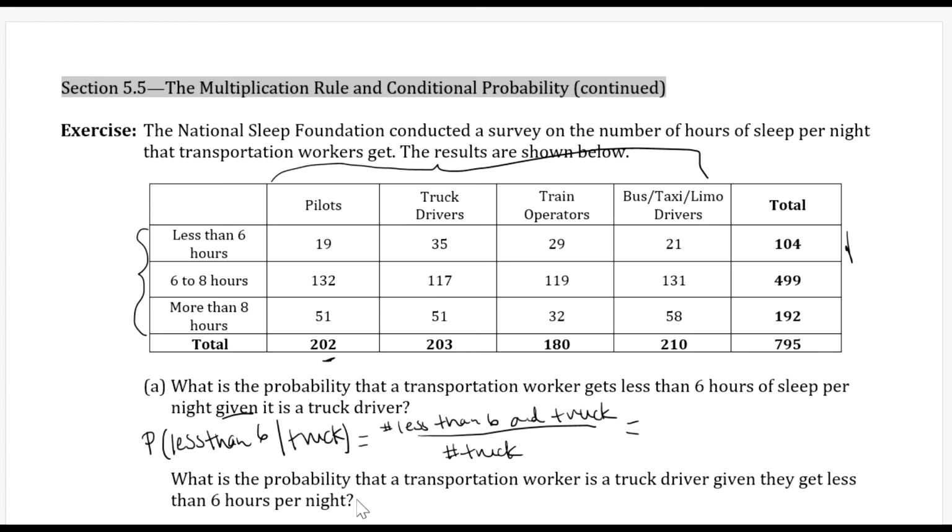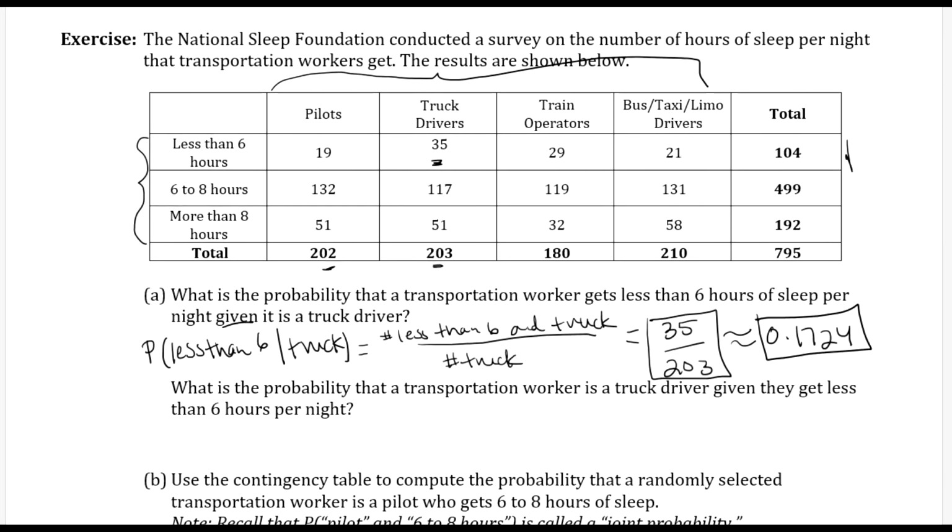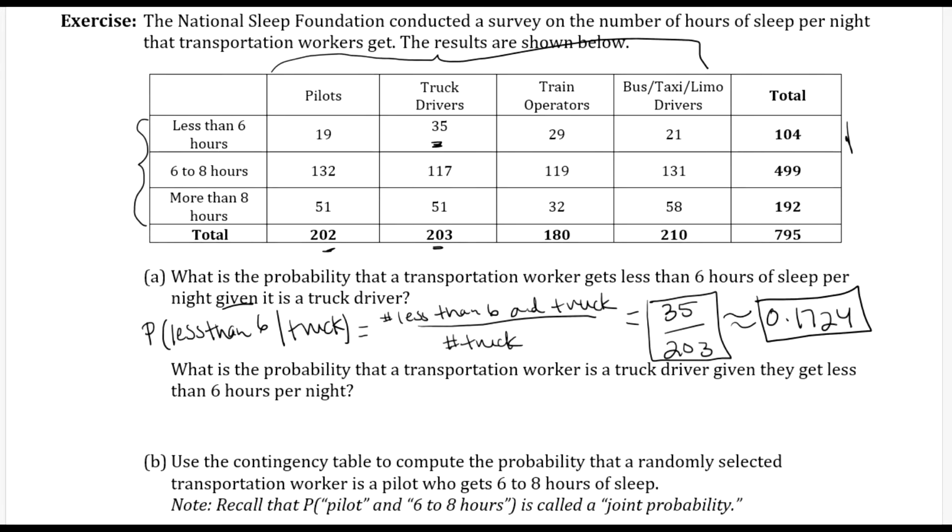Okay, so we have less than 6 hours and truck drivers, there's 35 individuals out of the number of truck drivers, which is 203. This approximates to about 0.1724 or 17.24%. However, this ordering of this given, it makes a difference. So look at the next question.